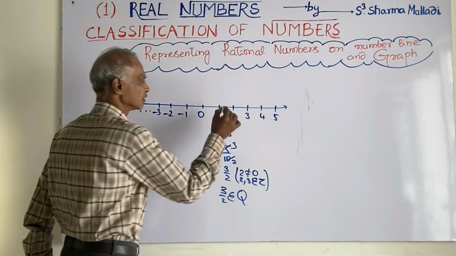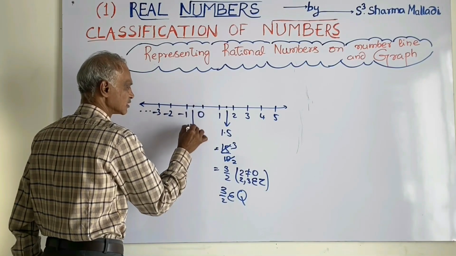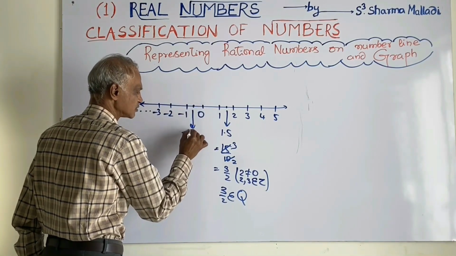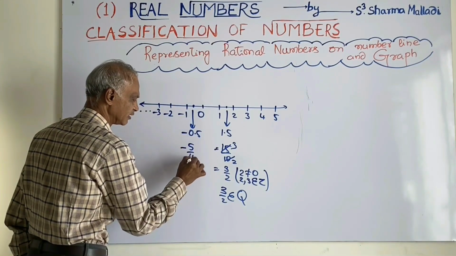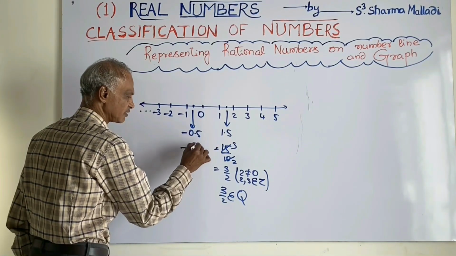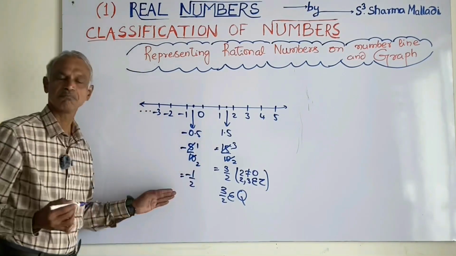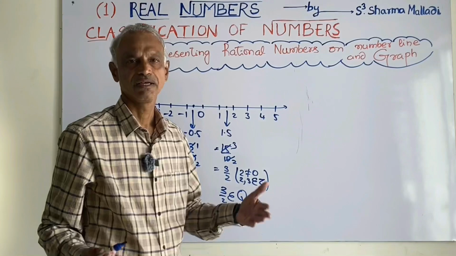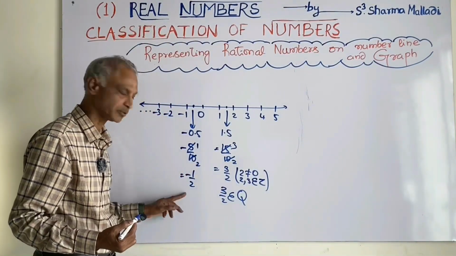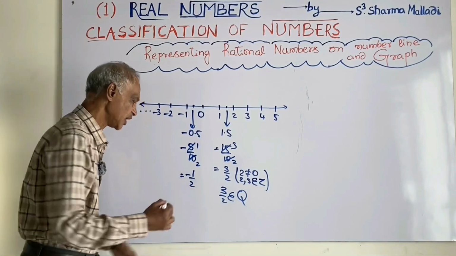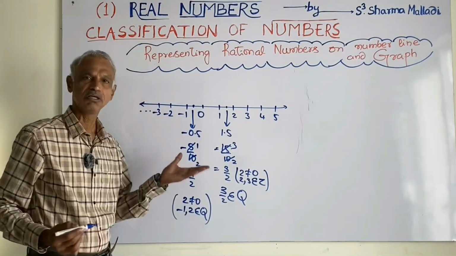Now, you take here minus, this point will be minus 0.5. Minus 0.5 means minus 5 by 10. This can be written as 5 1s are 5, 5 2s are 10, is equal to minus 1 by 2. Minus 1 by 2 is a rational number. This is in the form of P by Q. Q is not equal to 0 and 2 is not equal to 0. Like this, these are all rational numbers.